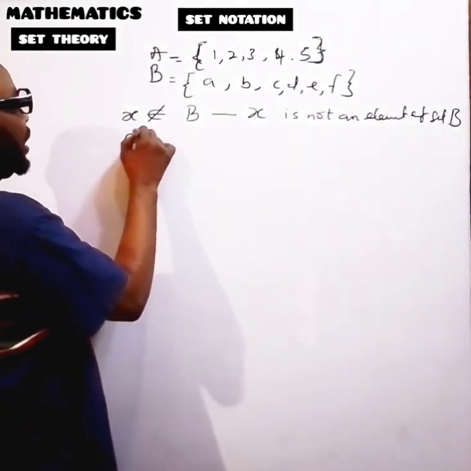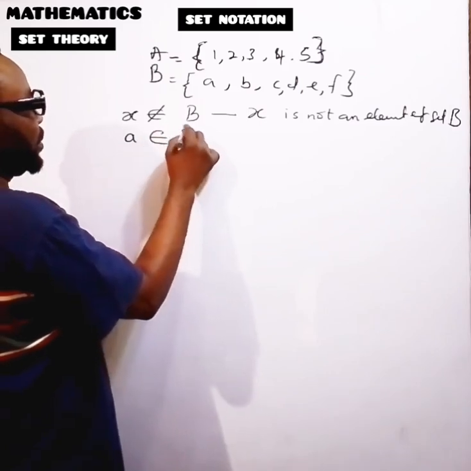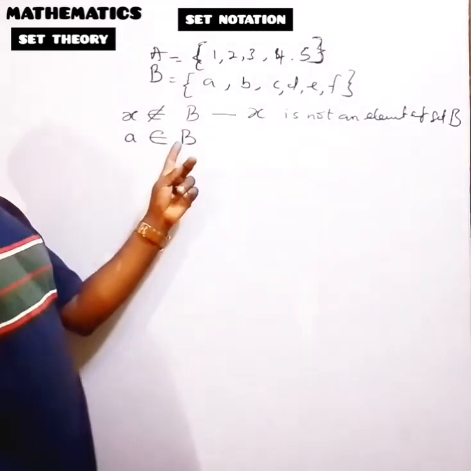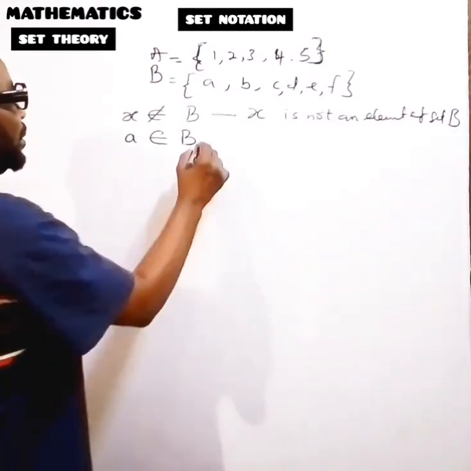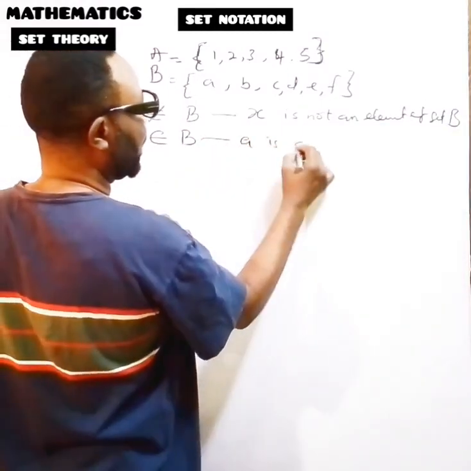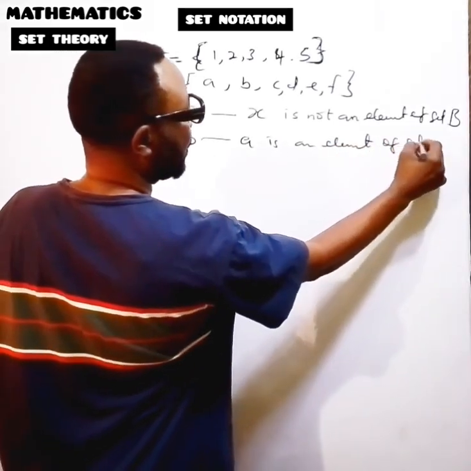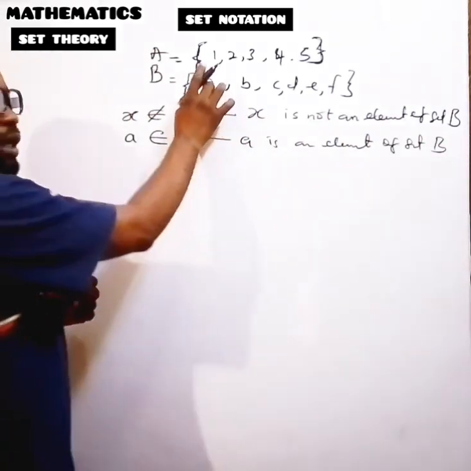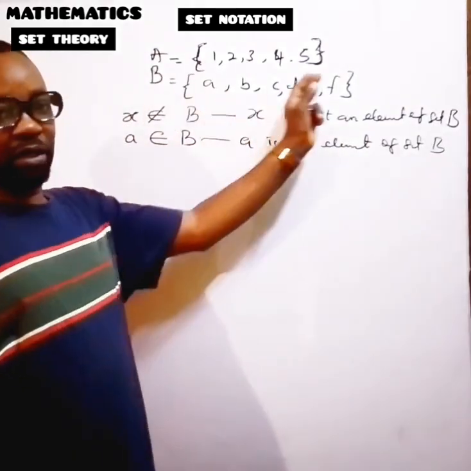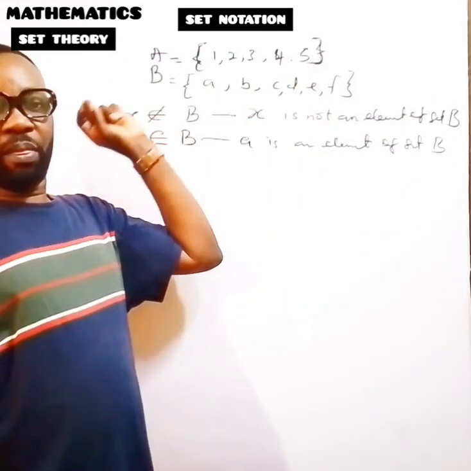But I have this A. This means A is an element of set B. A is an element of set B. You can see this is A there. It's among the elements we have in set B.